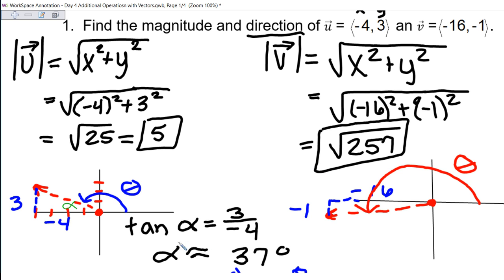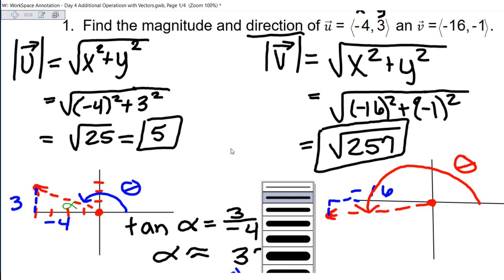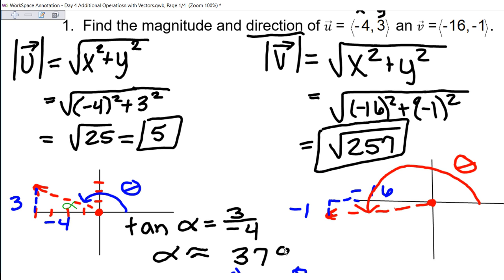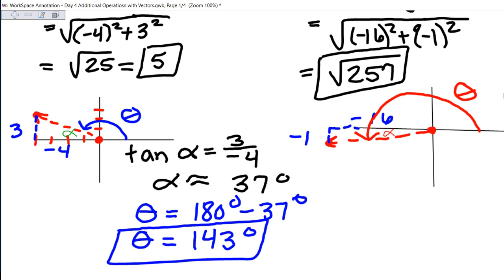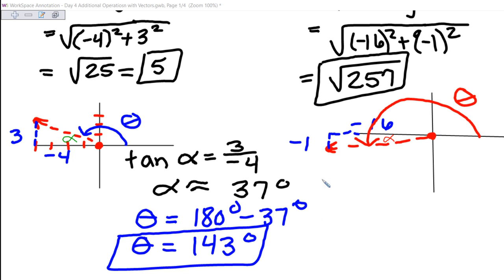And instead of calling it theta, I'm going to call it alpha. So we need to find angle alpha. So looking at alpha, we know the opposite side, we know the adjacent side. So what would I use there? Tangent. So again, tangent of alpha is equal to, the opposite side is negative 1, the adjacent side is negative 16, and I can simplify that, but really I don't have to because I'm putting it in the calculator anyway. But if I do simplify, it's positive 1/16.